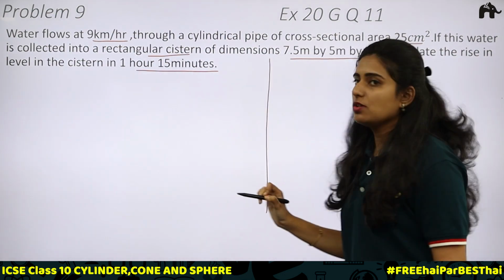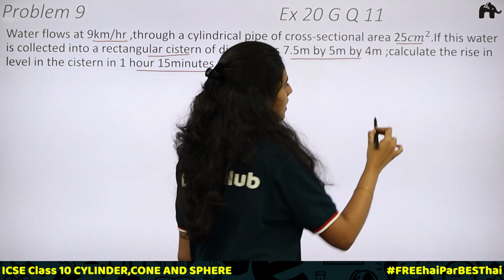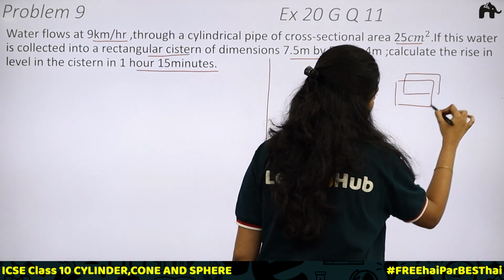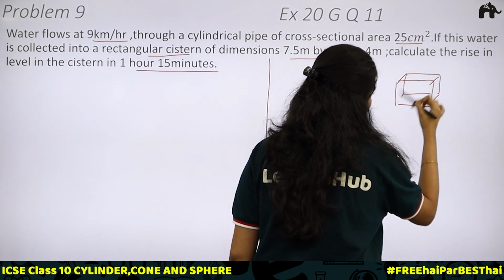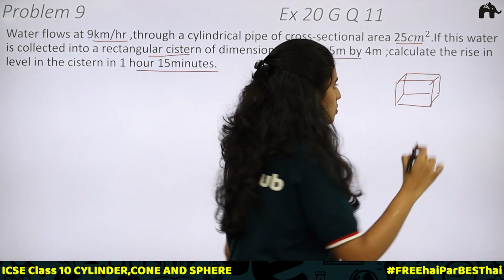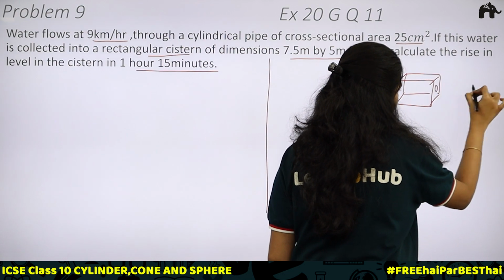Okay, similar to a problem that we have solved just before. Here we have a rectangular cistern. In the previous question it was a cylindrical tank. Now we have a rectangular cistern into which water is filled through a pipe.